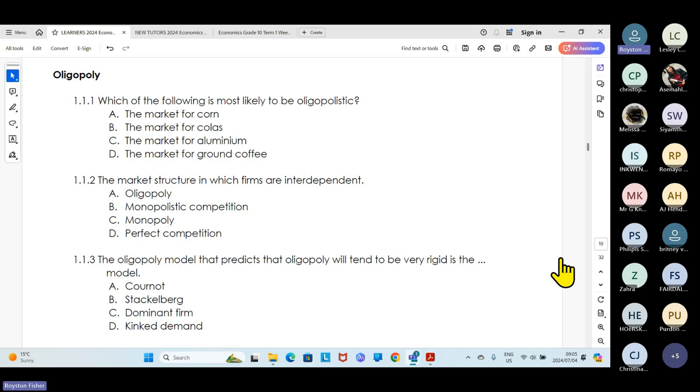So 1.1.1, which of the following is most likely to be oligopolistic? Apologies for the word that I couldn't pronounce yesterday. So which of the following is most likely to be an oligopoly? A, market for corn, B, market for colas, C, market for aluminium, and D, the market for ground coffee. So let's see what your answers are.